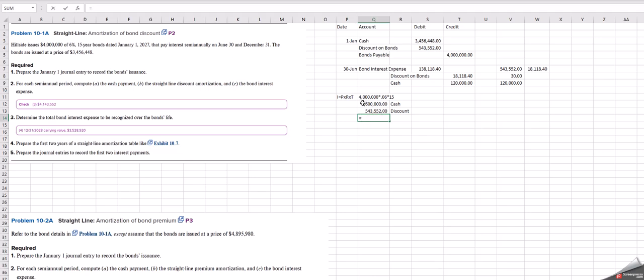So let's add those two together. And that gives us $4,143,552. If we come down here and we take what we just figured out up here times 30, we get that same answer. So then we kind of backed into how it's calculated. It's the cash payments plus the discount. And then that would be our same entry for all of those over that bond's life. So that would be number 5.